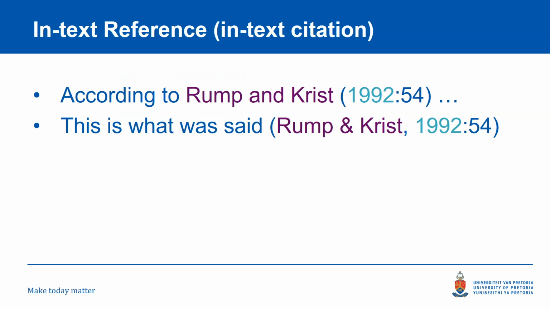So in-text reference or in-text citation for a book. So you will say, according to Rump and Christ, who are the authors, and then put the date in which the book was published, and also you need to add the page number that you are referring to, where you got the fact from. So you can either say Rump and Christ date stated that 123 or 123 facts, or you can say according to Rump and Christ, this is the fact.